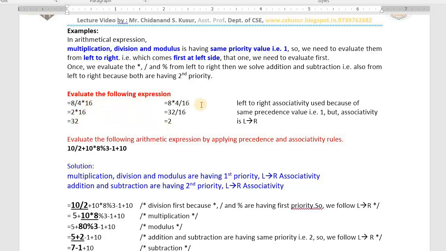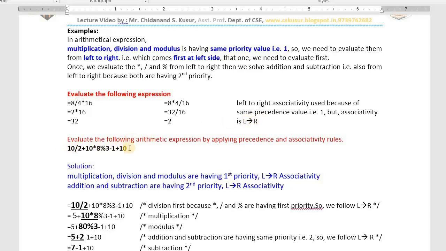That's why we need to be very careful. That's why we need to use brackets. Whichever one you want to evaluate first, put in brackets. That's why in the computer programming lab, if you forget to use brackets, you might get wrong results. Next, first 8 by 4, 2, remaining as it is, 2 16s are 32. First multiplication, because left to right associativity is followed. 8 4s are 32, divided by 16, 2, different results. Left to right we followed because of the same priority value.